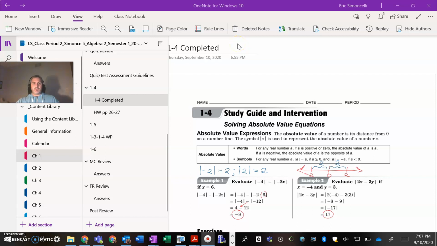Hello students, today we're going to be taking a look at section 1-4, solving absolute value equations. Absolute value expressions. So the absolute value of a number is its distance from 0 on a number line. The symbol |x| is used to represent the absolute value of a number x.